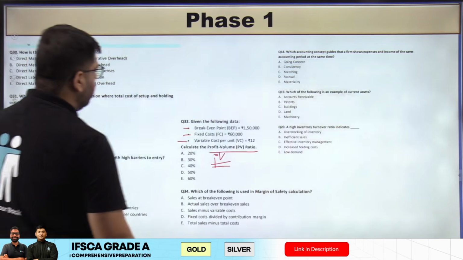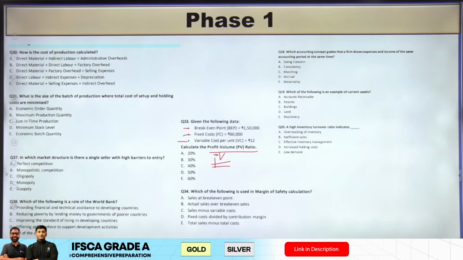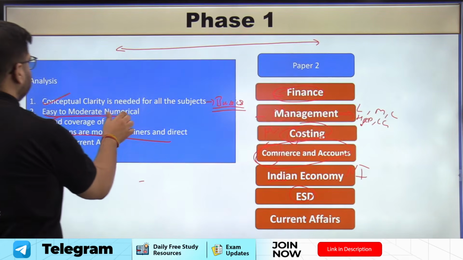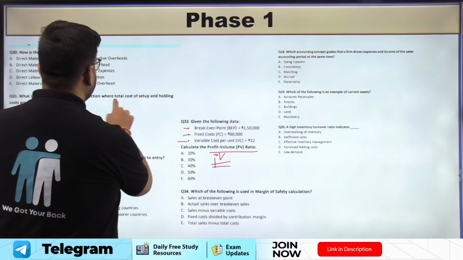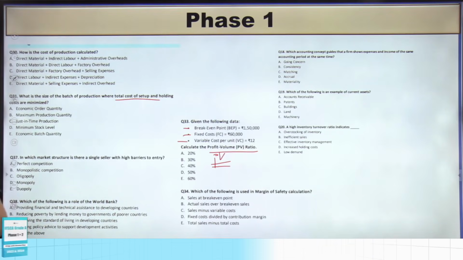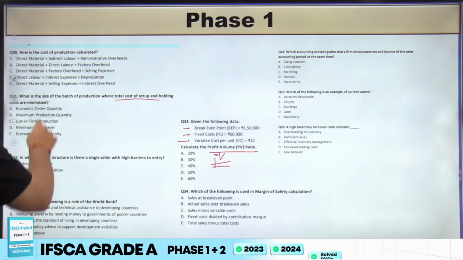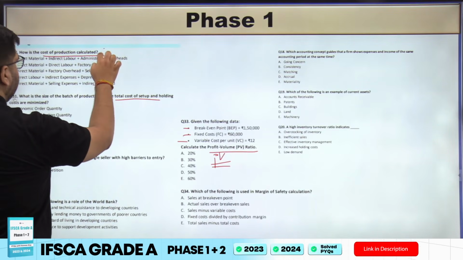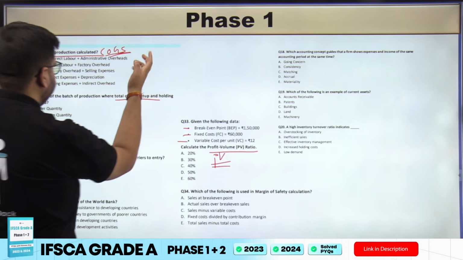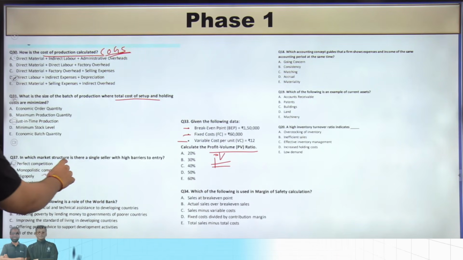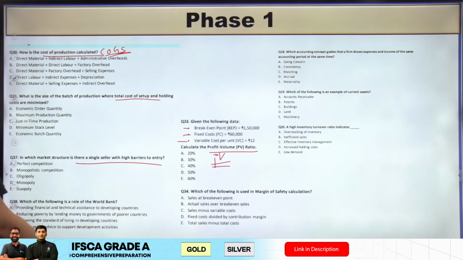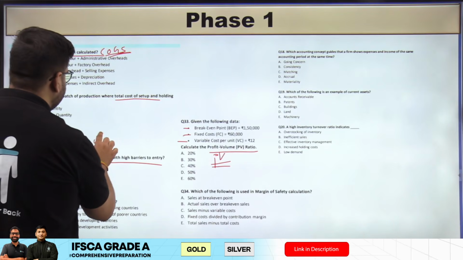This I can show you on the previous year questions also. Like you can see, what is the size of a batch of production needed so that total cost of setup and holding cost are minimized. So this is very easy. How is the cost of production calculated? Again, COGS formula, very basic. In which market structure is there a single seller with high barriers to entry? This even I think a 12th class student can answer.